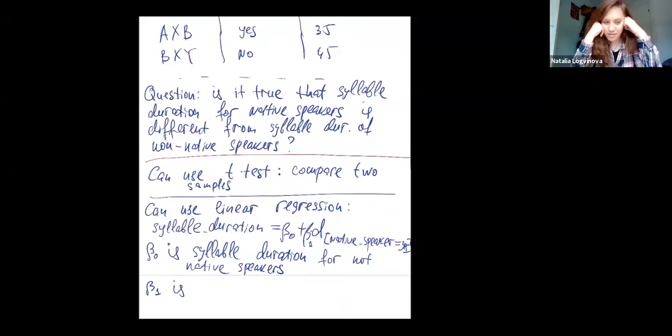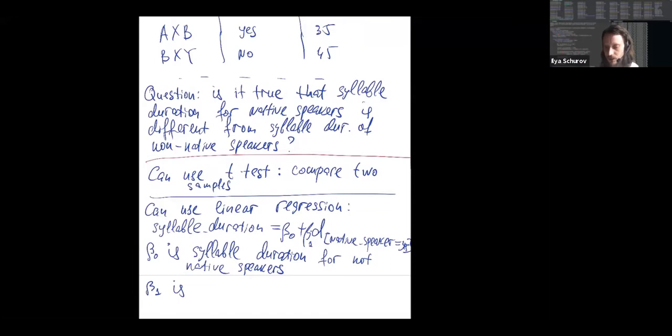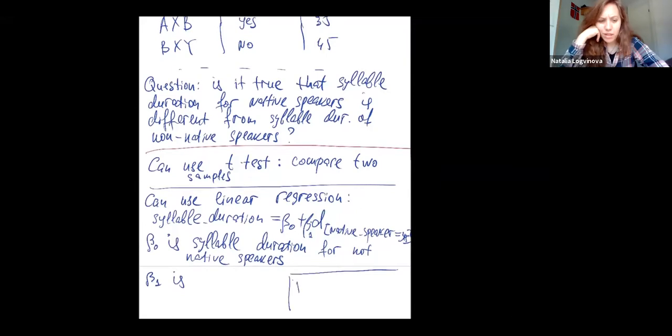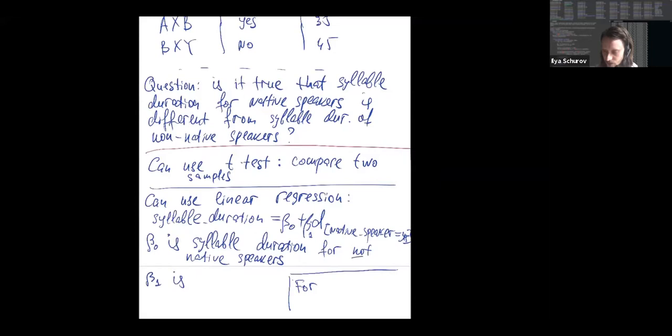How would you interpret beta one in this case? Not exactly. Let us look. If I have a native speaker, then this variable is one, right? And then this formula gives me that in this case, syllable duration is what? If this thing is one. Why do we have beta zero? Syllable duration for native speakers. I said for non-native speakers.